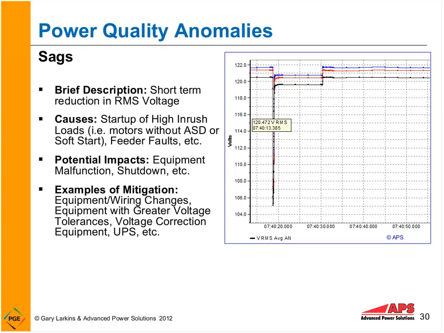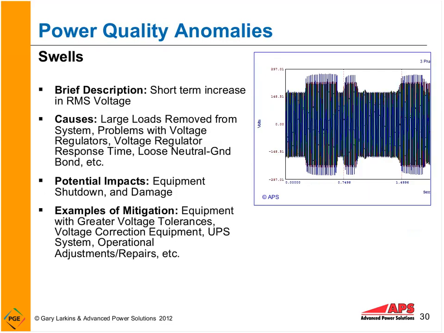So we may have to make wiring changes, or maybe we just get more tolerant equipment. There are other mitigation things, as you can see examples of mitigation down there, voltage correction equipment, etc.